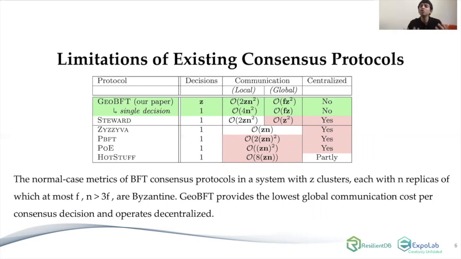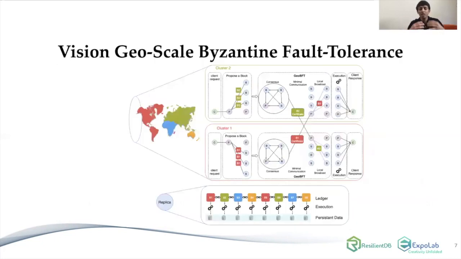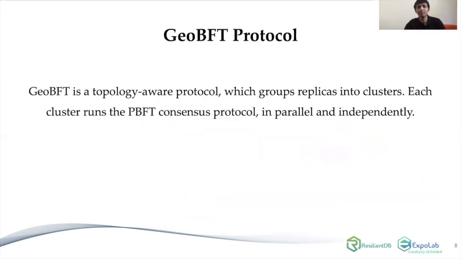And that is how GeoBFT differs. In our vision of GeoBFT, we talk about clustering replicas. We talk about a system which is topology aware, which can differentiate between local and global communication, and which can take advantage of inherent bandwidth. If it knows that between 2 locations the bandwidth is low, it sends less communication between those locations.